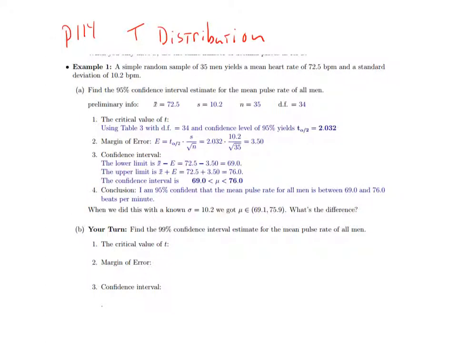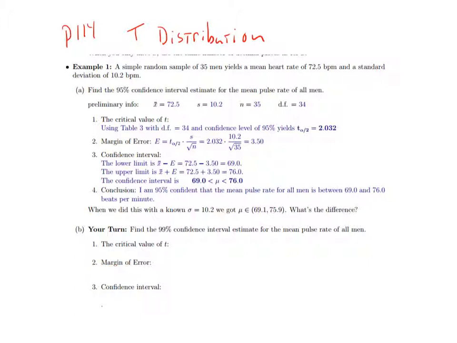So now we're dealing with a situation where we don't know the population standard deviation. All this information is coming from this random sample of 35. So in order to account for that extra variability, we need to use the t-distribution. Now here's part A out of that one, and I wanted to look at part B to help you get the margin of error.